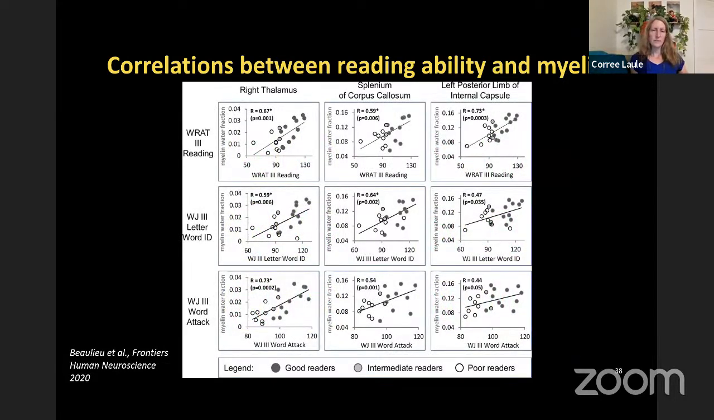And then if we do some quantitative correlations between reading ability and myelin, what we found is that there were a number of different brain regions that showed strong quantitative relationships between reading measures such as RAT3 reading, word ID, word attack, and different amounts of myelin levels in regions like the thalamus and the corpus callosum, and also the internal capsule.